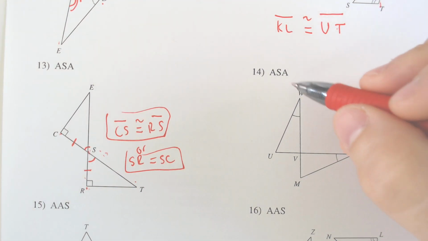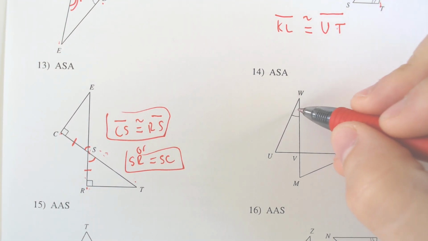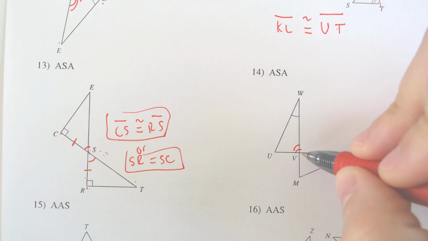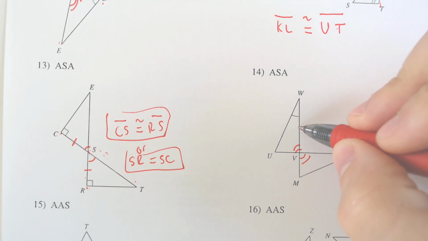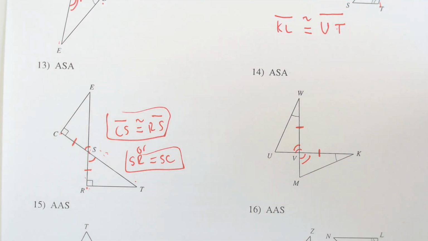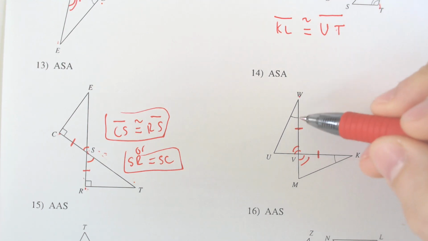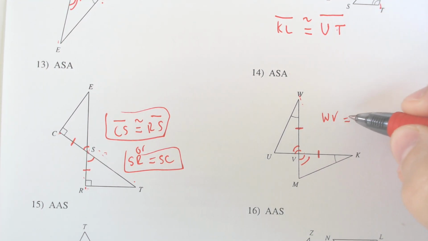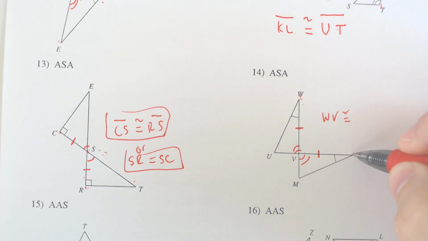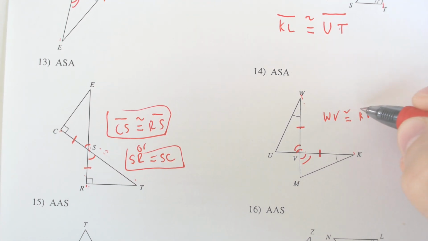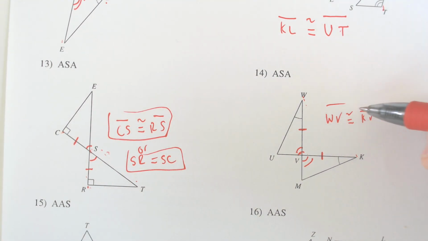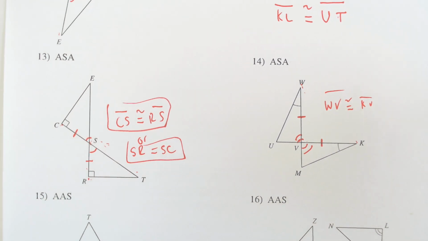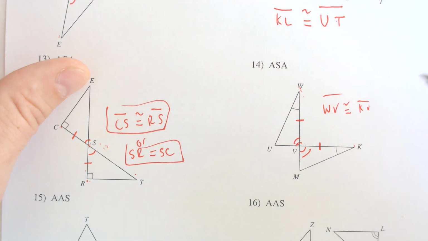14, we're moving right along. We got an angle, side, angle again here. Here's our angle. Here's our vertical angle. So what side do we need to fill in? That would be the side in between, which I have just marked. In between connecting these two angles would be from W to V, must be congruent to K to V. Not the only way to write it, and if you want to be particular, you could put those segment lines over it.